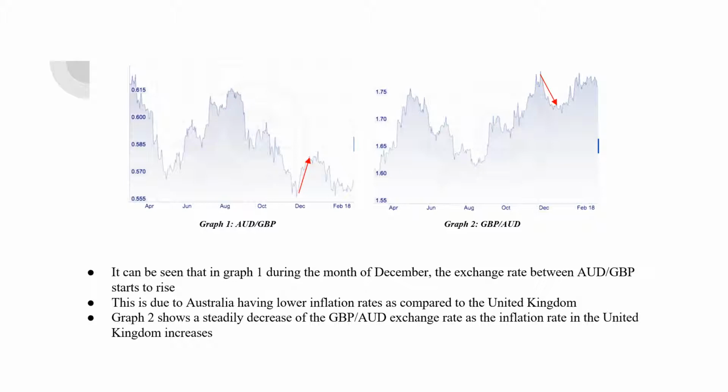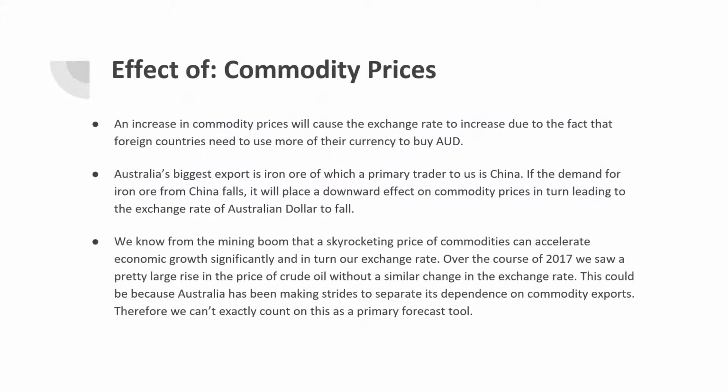From the graph, it can be shown that in the month of December, the exchange rate between the AUD to GBP starts to rise. The reason behind this is because Australia has a lower inflation rate as compared to the United Kingdom. It can be seen that there is a steady decrease of the GBP to AUD exchange rate as the inflation rate in the United Kingdom increases.